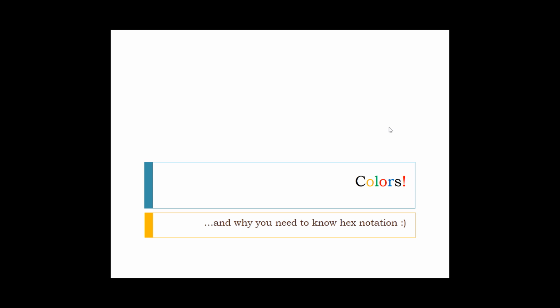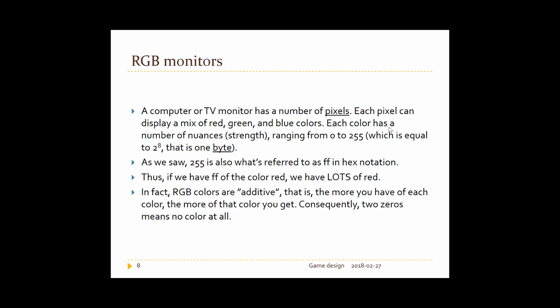Okay, which leads me to colors and why this is of interest to you. Well, why you need to know hex notation. Well, not everyone knows hex notation, but why it is of interest anyway. As I said before, RGB monitors. A computer or a TV monitor, well, it has a number of pixels. Each pixel displays a mix of red, green, and blue. And each color has a number of nuances, or the strength of color, ranging from 0 to 255.